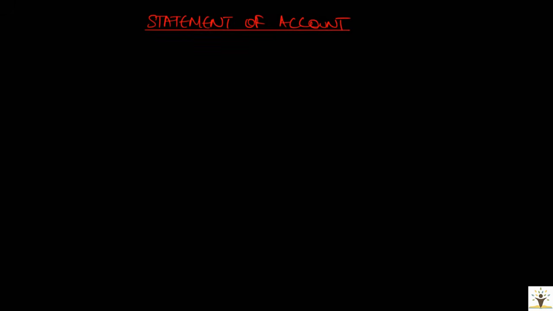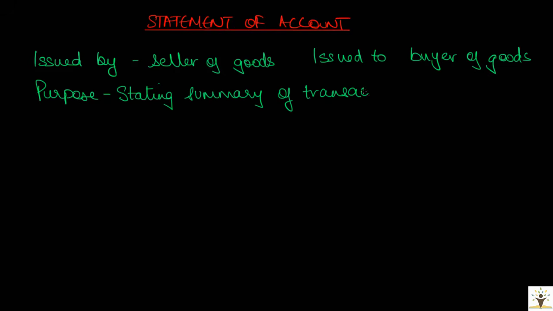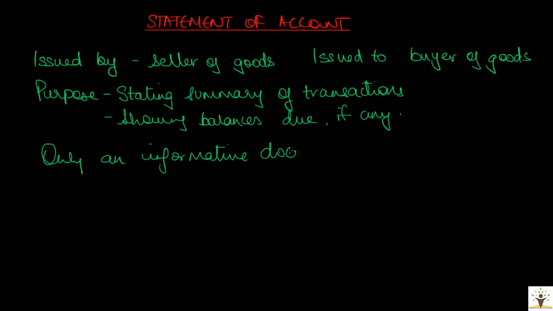The next document is the statement of account. Statement of account is a statement issued by the seller to the buyer stating the summary of transactions that took place during the relevant period. It also shows the amount due to be paid by the buyer to the seller at the end of the period. Statement of account is an informative document that helps the buyer to reconcile the transactions for the period. No entry is recorded in the accounting books based on the statement of account.